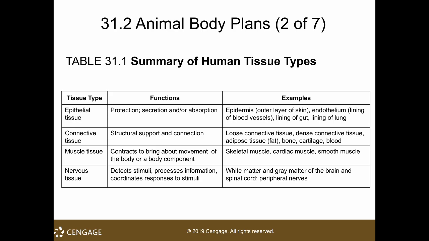And then finally, we have the nervous tissue. So another specialized type of tissue. They can detect stimuli, they process information, and coordinate responses. So they can send and receive signals. Examples of nervous tissue, you have the white matter and the gray matter in the brain and the spinal cord, and your peripheral nerves.